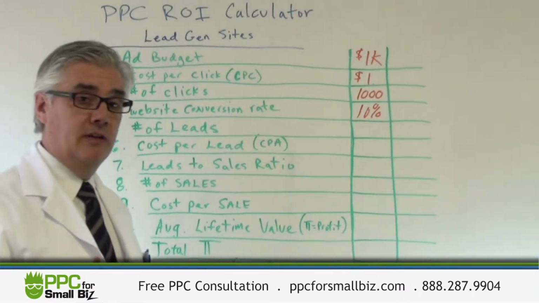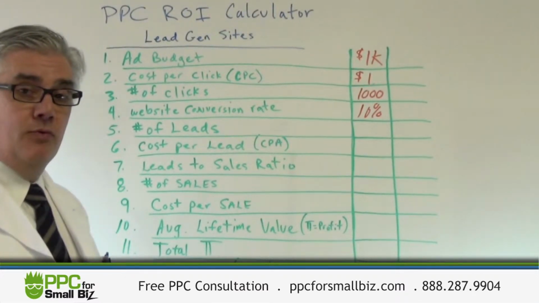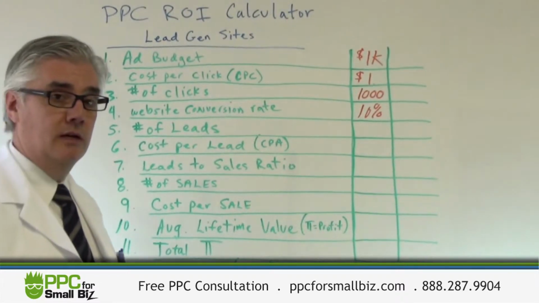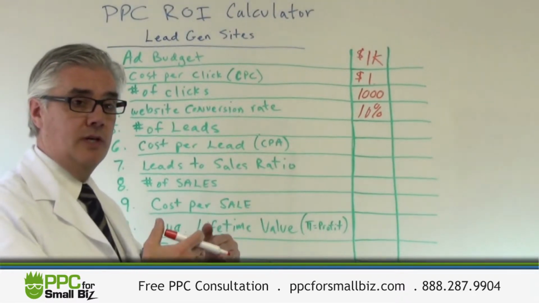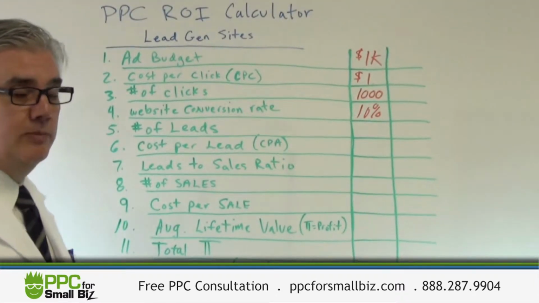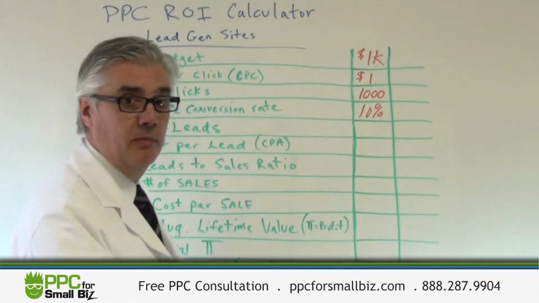Now let's assume also that Tom has a website conversion rate of 10%. Now Tom's going to need to figure this out, look at the data, how many people fill out his online form, or how many people pick up the phone and call him. And that'll determine his conversion rate. Look at 100 visitors to your website, look at the form fill-outs and your phone calls, and you determine your website conversion rate.